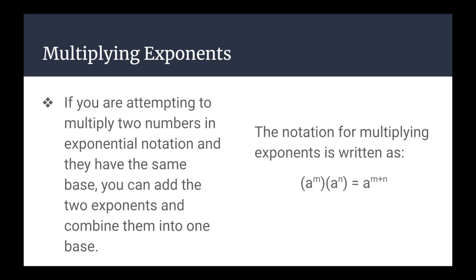Multiplying exponents. If you are attempting to multiply two numbers in exponential notation and they have the same base, you can add the two exponents and combine them into one base. If they had different bases, you wouldn't be able to simplify them at all. For example, if you had x to the 6th power times y to the 7th power, you couldn't simplify that at all, and the exponents and numbers would just stay separate. But if they have the same base, you can combine them into one. And the notation for multiplying exponents is written as a to the mth power times a to the nth power is equal to a to the m plus n power.